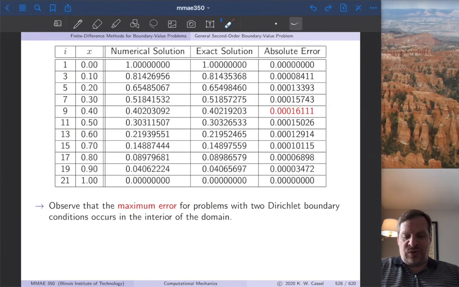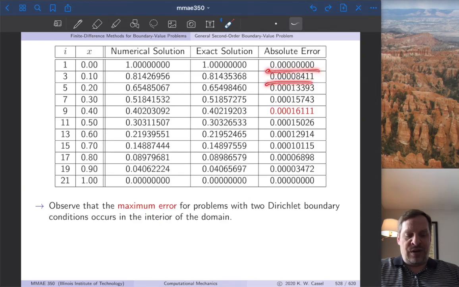In tabular form, I'm just showing every other point. So 1, 3, 5, 7, 9, up to 21. And the value of x corresponding, so the left boundary and the right boundary. And then the numerical solution at each of those alternate points, every other point. And then the corresponding exact solution. You can see they're very close.